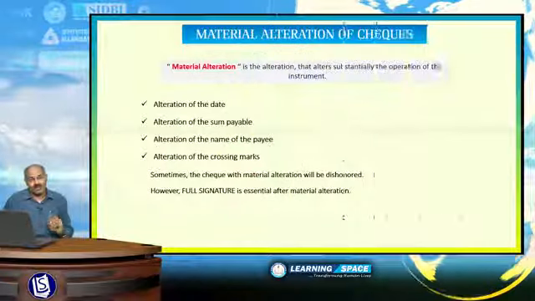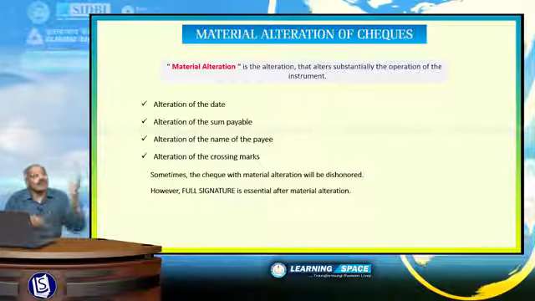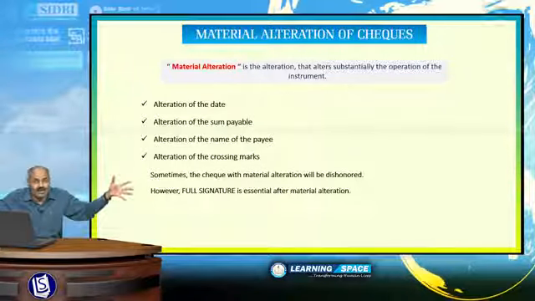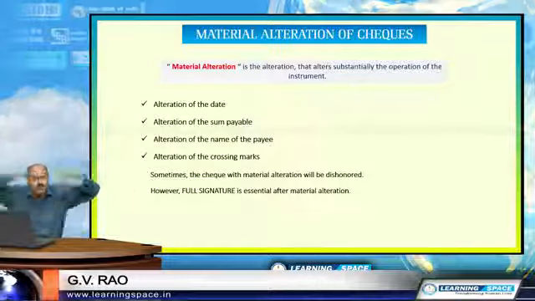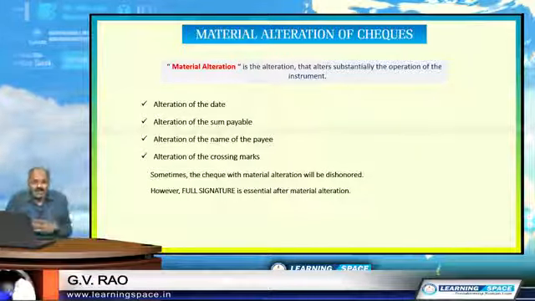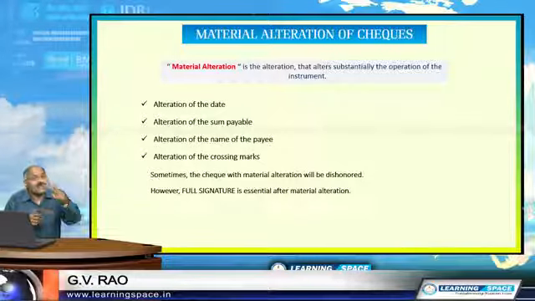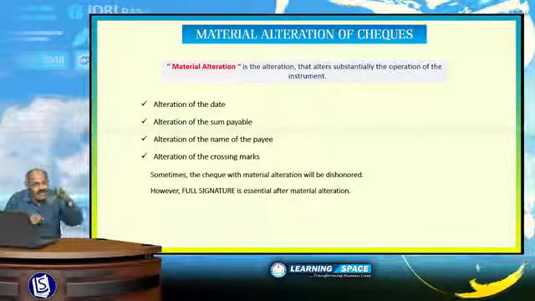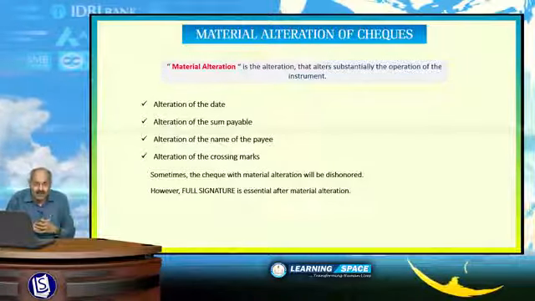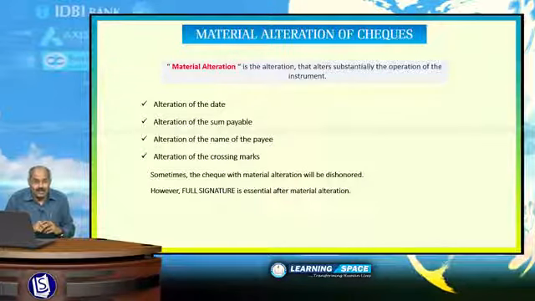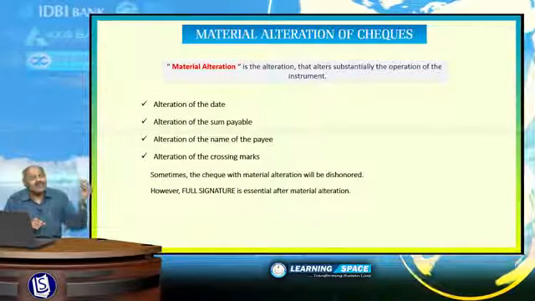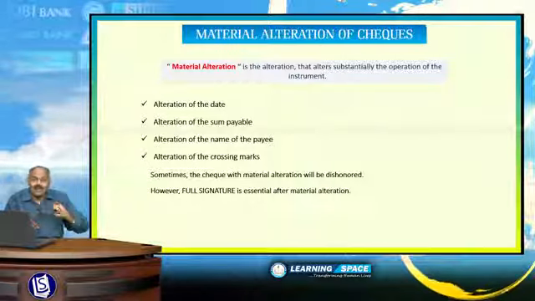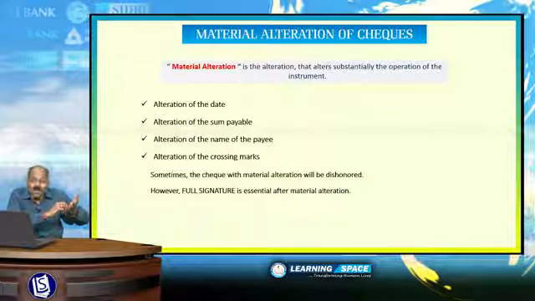Please don't forget. And what is meant by material alteration of checks? Material alteration is the alteration which alters the character of the check. That means the operation of the check will be altered, especially alteration of the date, alteration of the sum payable, alteration of the name of the payee. If you make some alteration, it indicates that there is some sort of suspicion on the check. That's why these important things are called material alterations. Please don't forget. And whenever any alteration is there, it requires the full signature of the drawer of the check.